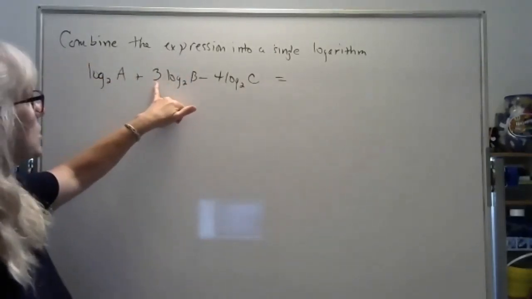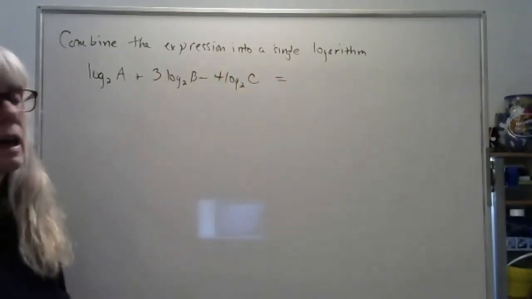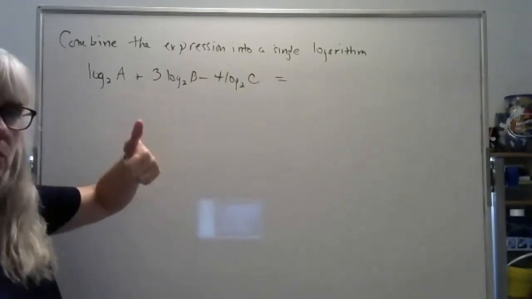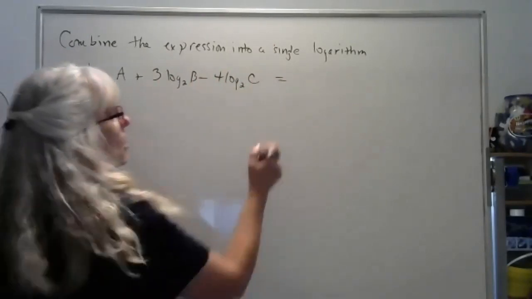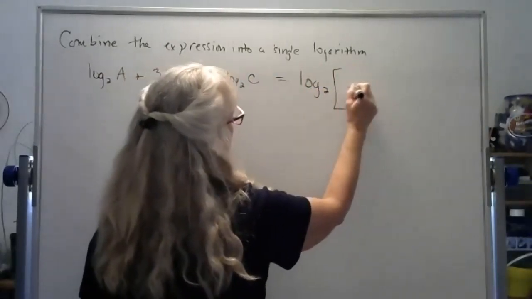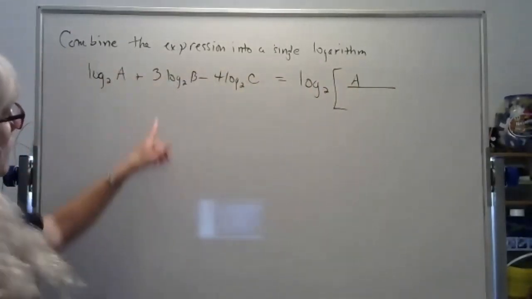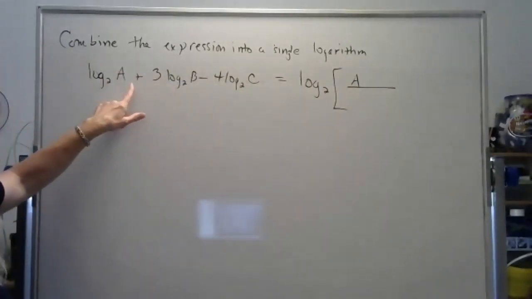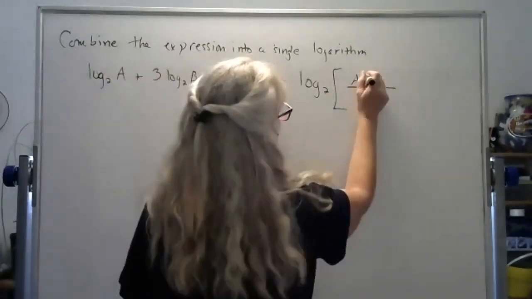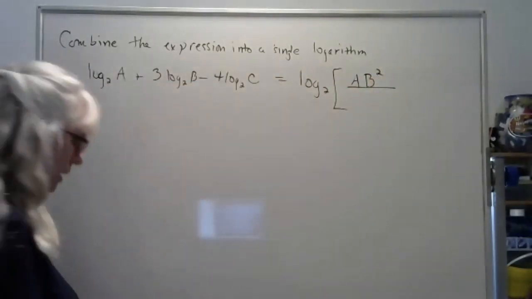Remember that each of those coefficients that are out in front are going to come inside as exponents on those variables. Additionally, if it's a positive, it goes to the numerator. If it's a negative, it goes to the denominator. So I'll have log base 2 of, well, the A was positive, so it stays in the numerator. The B has also got a positive out in front of it, so it's going to stay in the numerator. But the exponent is going to come in as a 2. So that, oops, sorry, as a 3.